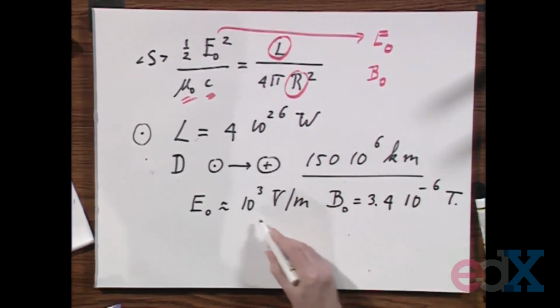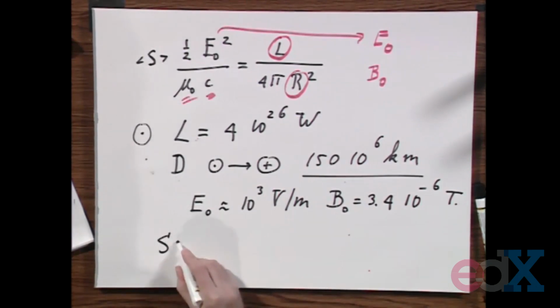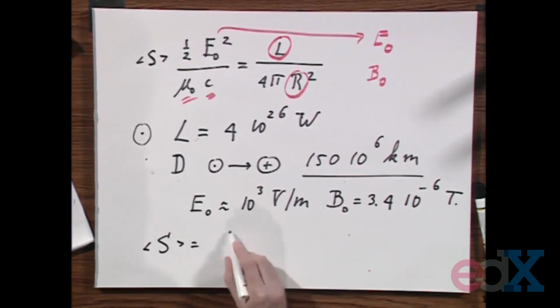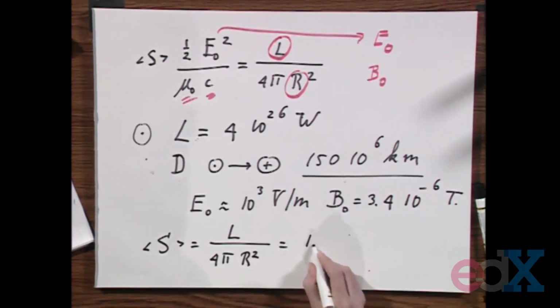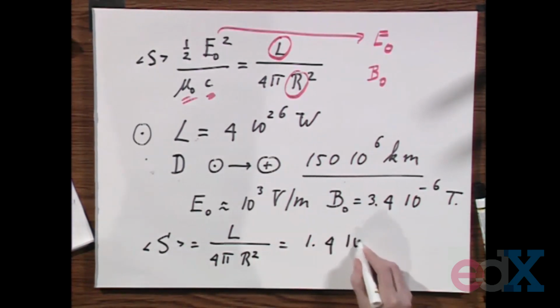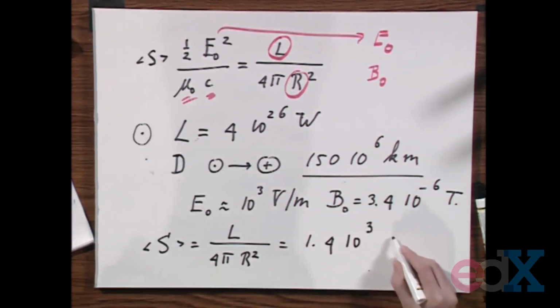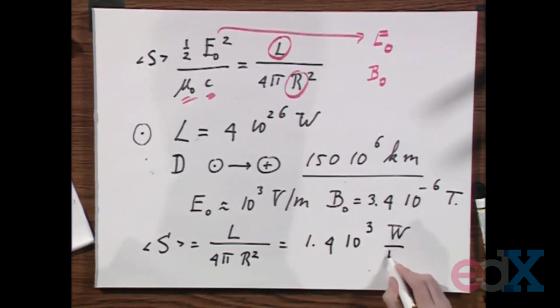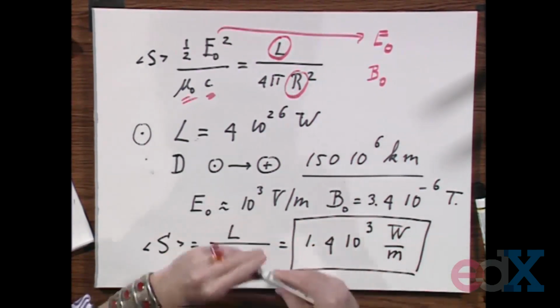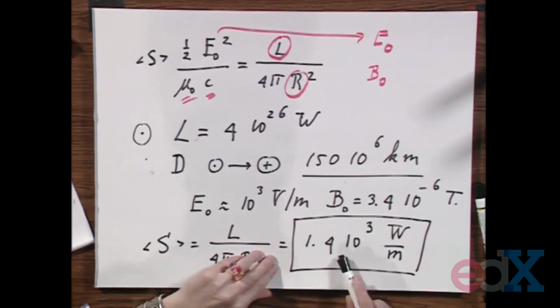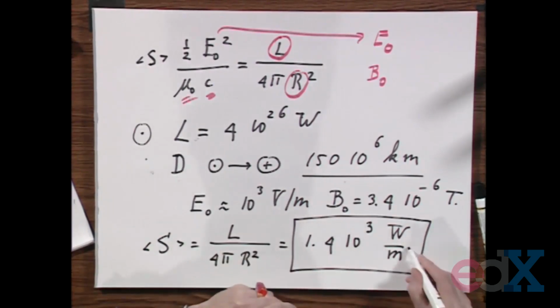The reason being that you have to divide this by c. And the mean value of the Poynting vector, which is the luminosity of the sun divided by 4 pi r squared, is the famous number 1.4 times 10 to the 3 watts per square meter. And this number, I will come back to, is very important. It's a little bit more than 1 kilowatt per square meter.